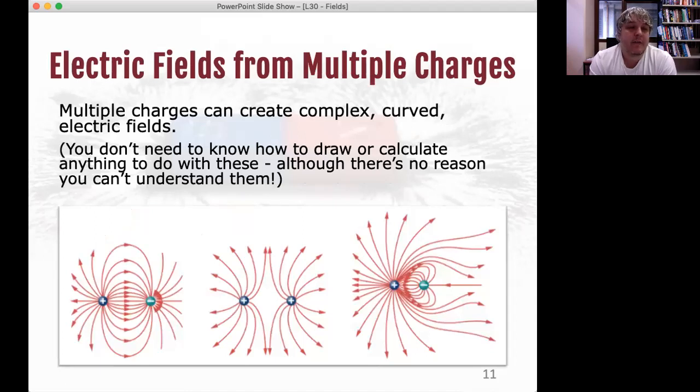As I mentioned, when we have multiple charges, you get complex curved electric fields. You do not need to know how to draw or calculate these, but there is no reason you can't understand them. And I believe on the worksheet I've included, I've just drawn an electric field that you can have a look at and try and interpret.